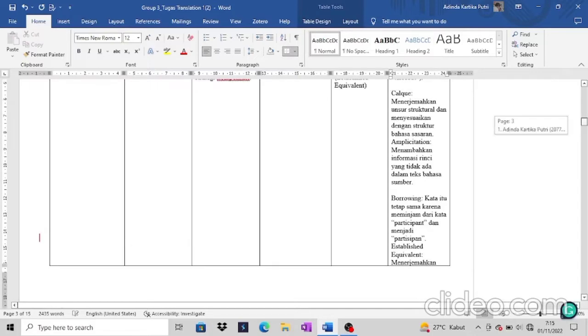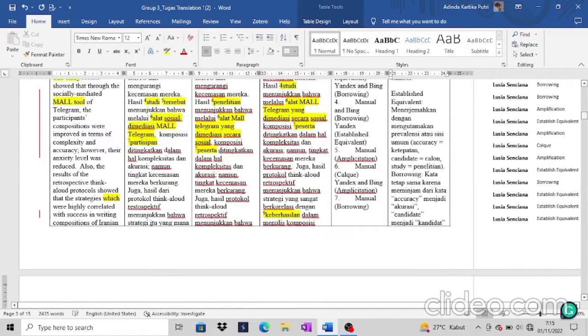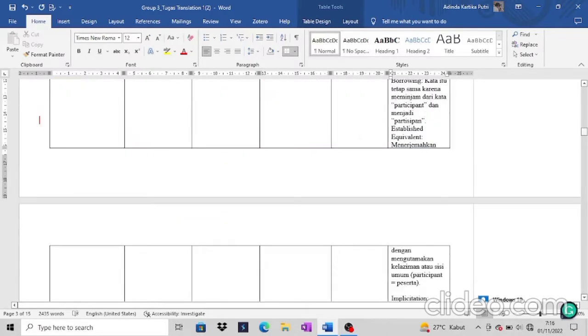Okay. For Yandex and Bing was used established equivalent. Established equivalent, translating by prioritizing the prevalence or general use, participant becomes "peserta."